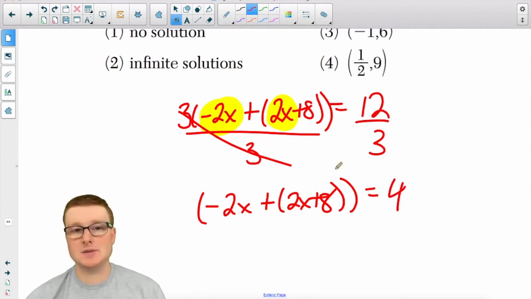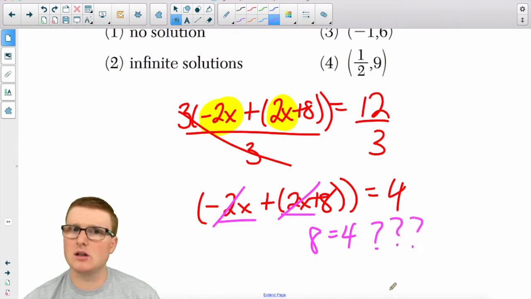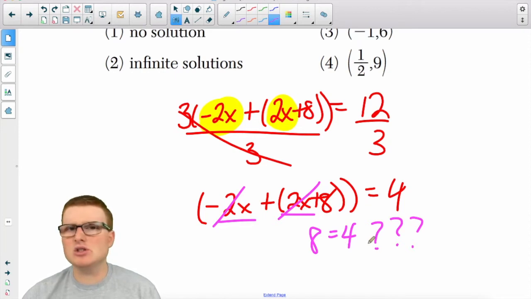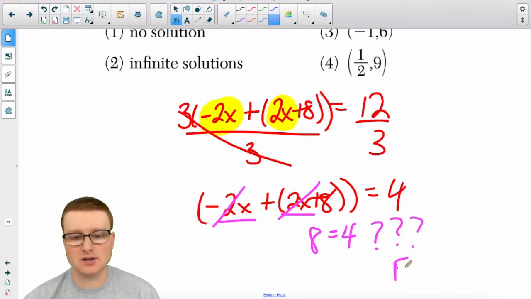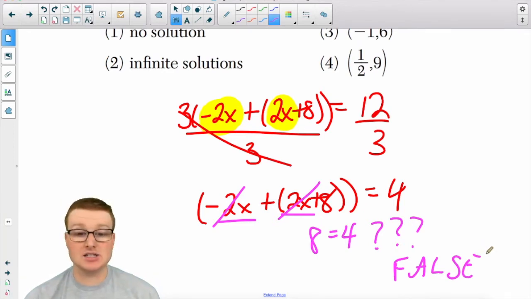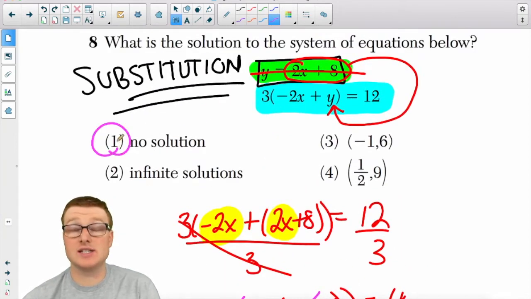Okay, do what's inside the parentheses. Negative 2x and 2x cancel. Huh? We're left with 8 is equal to 4. Where did my x go? The x is gone. I can't solve for it. By the way, is 8 equal to the number 4? No, that's false. So what this is telling you is if you eliminate all of your x's, there are no more variables in the equation, and you have a number not equal to another number, there are no solutions in your system of equations.